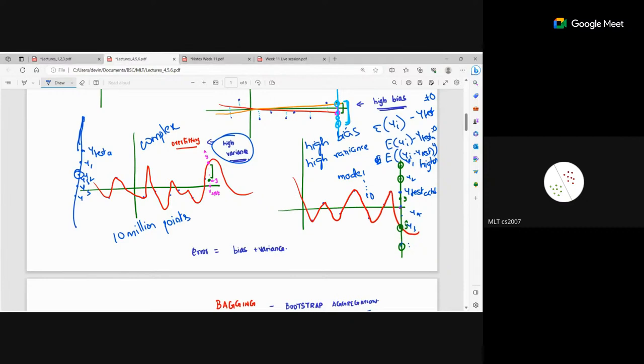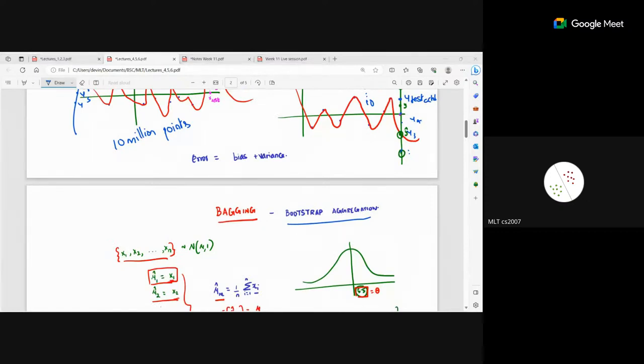Yes, sir. So what you have written here, the expected value of yi minus y-test is not equal to zero. That's it, right? Yeah, and that value is going to be high. And above that, the expected value of yi minus the expected value of y-test is equal to zero, right? Yeah. This is for the overfitting model. If the expected value of yi minus y-test equals zero, that means it does not have bias.